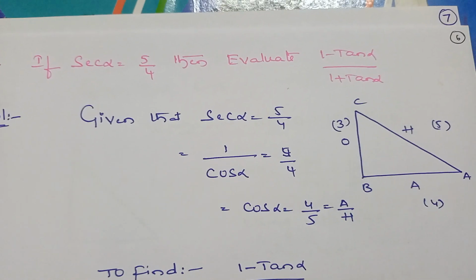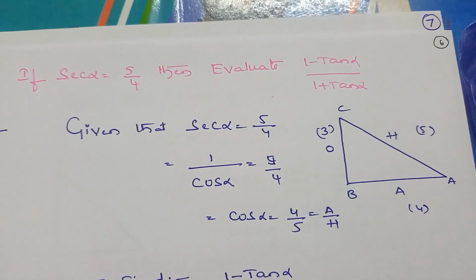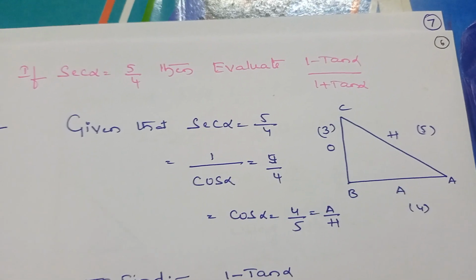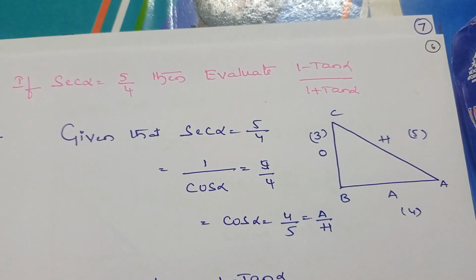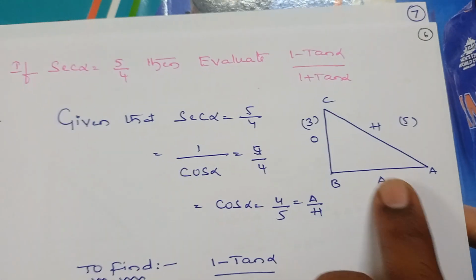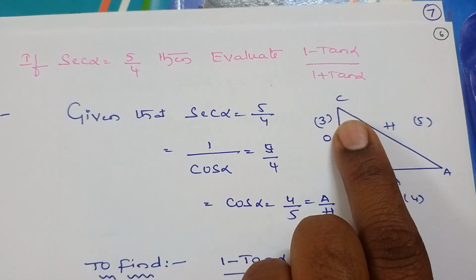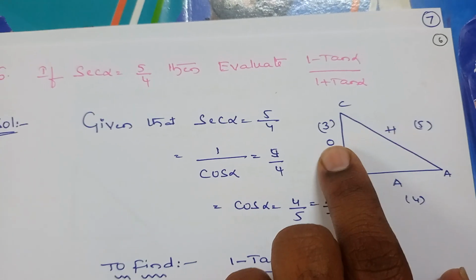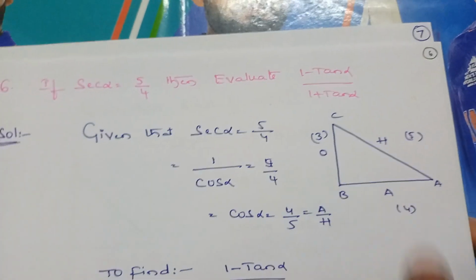Given that secant alpha equal to 5 by 4. Secant is a reciprocal of cos, right? So what is cos actually? Adjacent by hypotenuse. Therefore, secant alpha becomes hypotenuse by adjacent. It becomes a reciprocal of cos alpha. So take a right angle triangle, rough figure. The slant height becomes the hypotenuse, then the opposite side is the opposite side, and the base is the adjacent side.